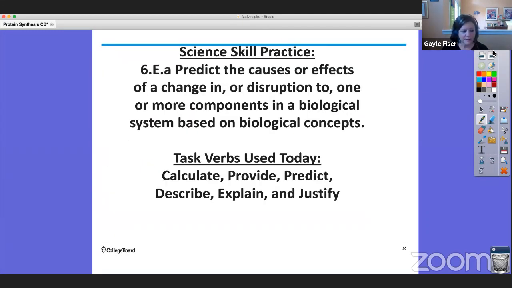All right, so a lot of the questions today are going to have to do with changes. So this was the most appropriate science skill to talk about. Predict the causes or effects of a change in or disruption to one or more components in a biological system based on biological concepts. We're going to do some calculations, very simple. Provide is a word that might come up. Predict, we're going to describe. Remember, describing is just listing the characteristics, and there's one describe that I want us to take back to what describe really means. And then explain is the how or why, and justify is claim, evidence, reasoning, okay?